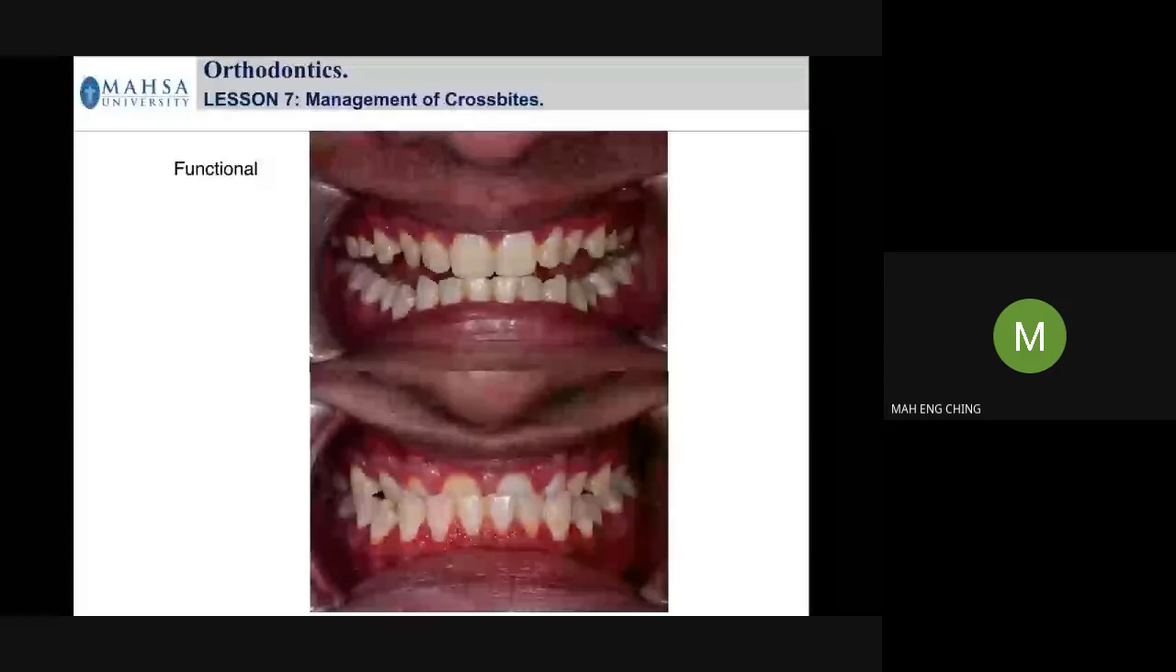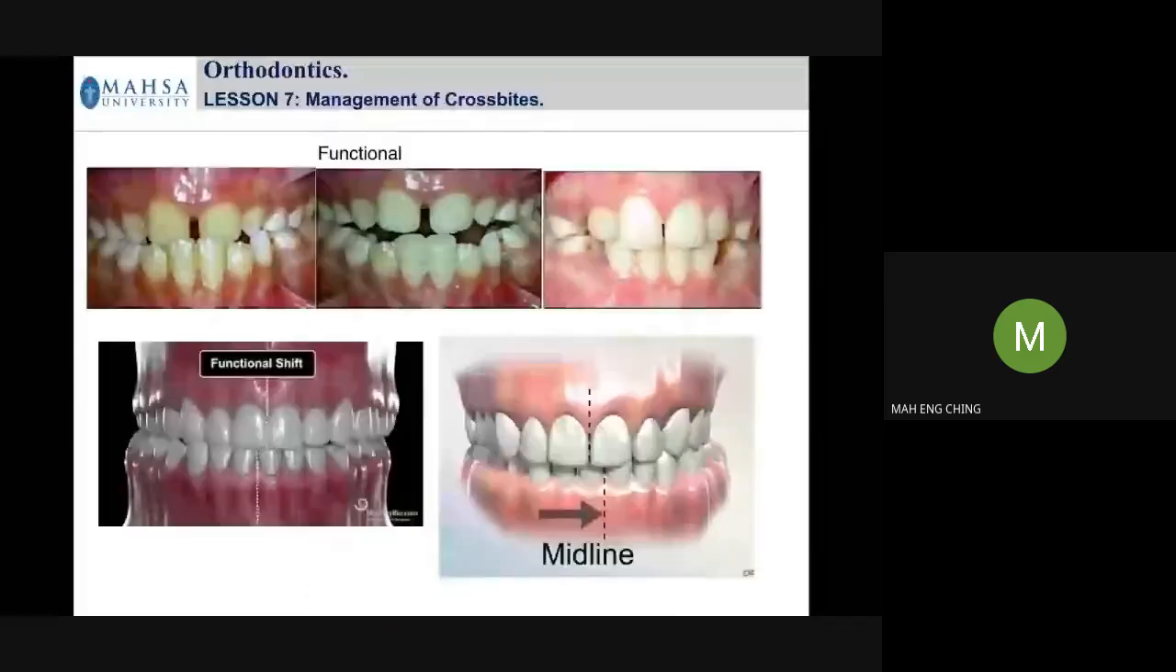Okay, so this one, consider functional shift. The patient has an initial contact on the central incisor, then the jaw will move forward. So this one we can correct early, then we're back to class 1. Then hopefully this is stable and the patient can grow into a class 1 malocclusion. Class 1 malocclusion is always easier than class 2 and class 3.